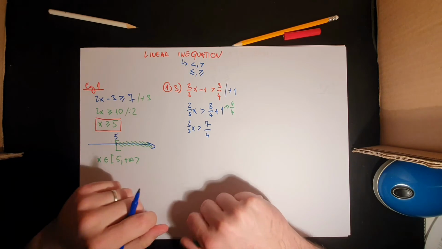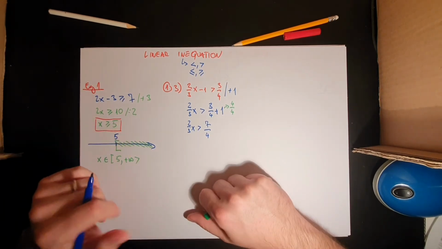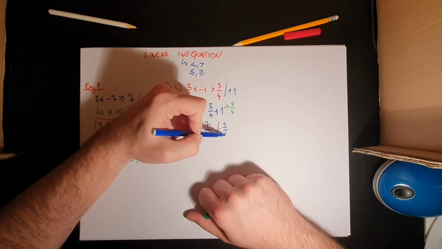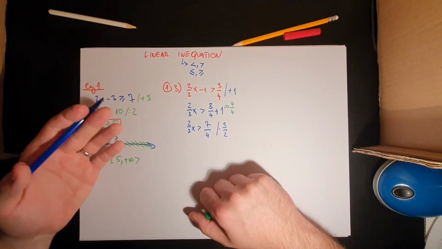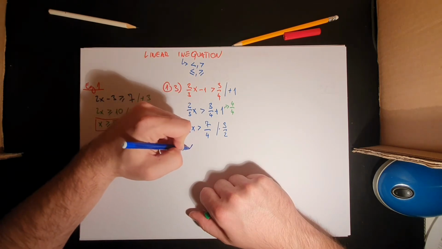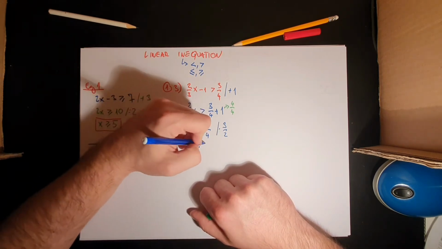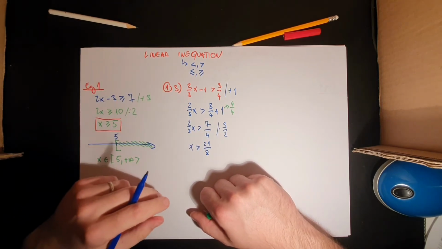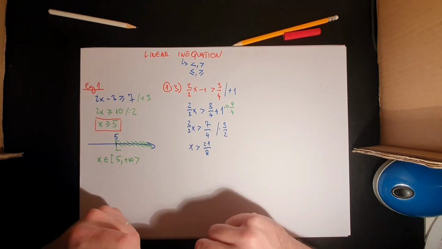Okay, so now we are almost at the end. The last thing that we have to do is multiply with 3 over 2, because the idea is to have the x alone on one side. So what we are going to be left with is x is greater than 21 over 8. Okay, so now we are almost done.